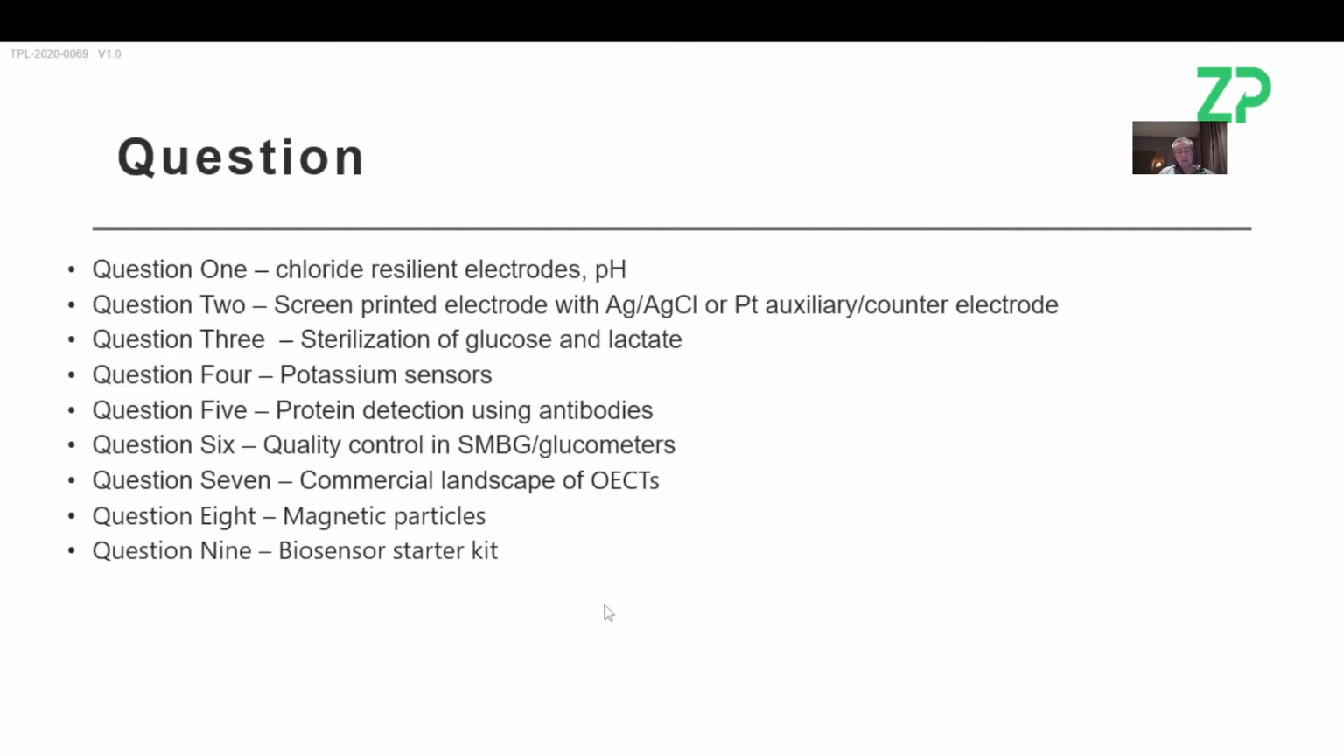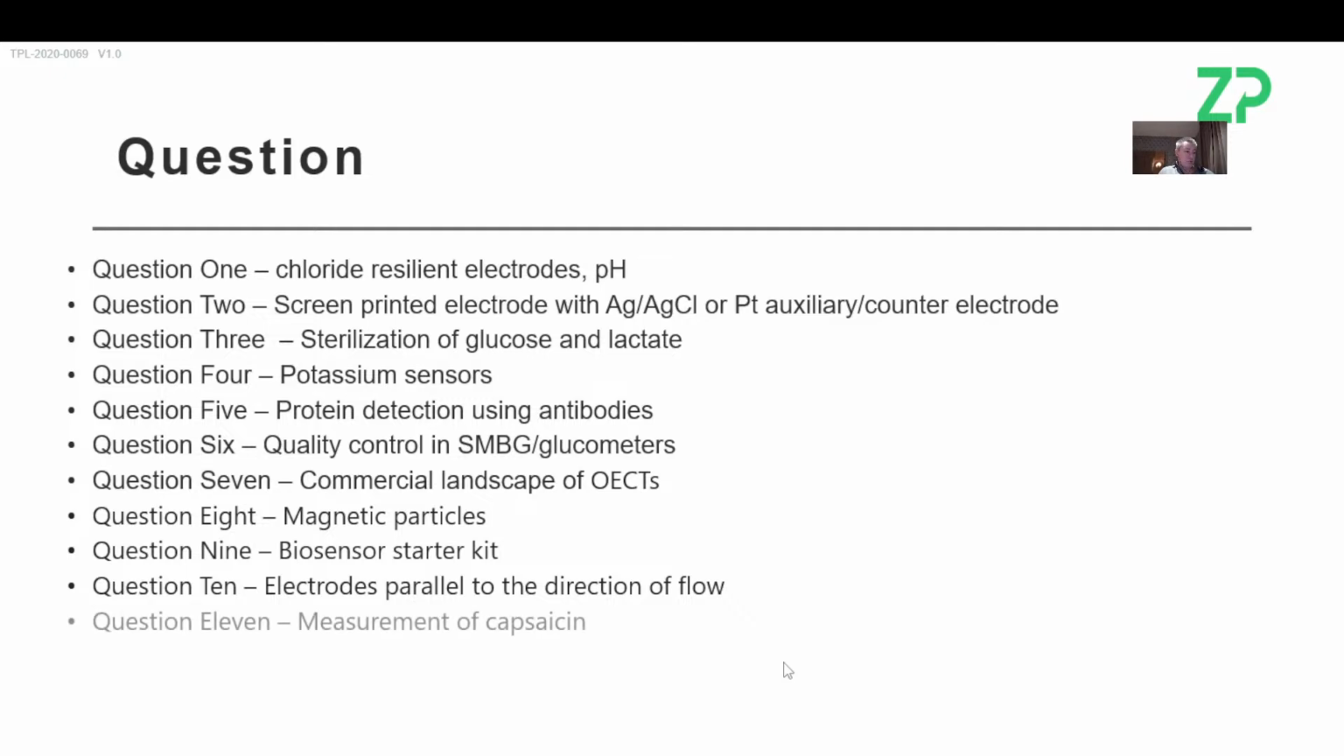It's hard to answer those limit of detection questions, because limit of detection has to be assessed in a total system, not as a sensor on its own. We can get great limit of detection in vitro, but all hell breaks loose when you go in vivo or ex vivo. Electrodes parallel to the direction of flow? Yep, our standard flow cell does that.